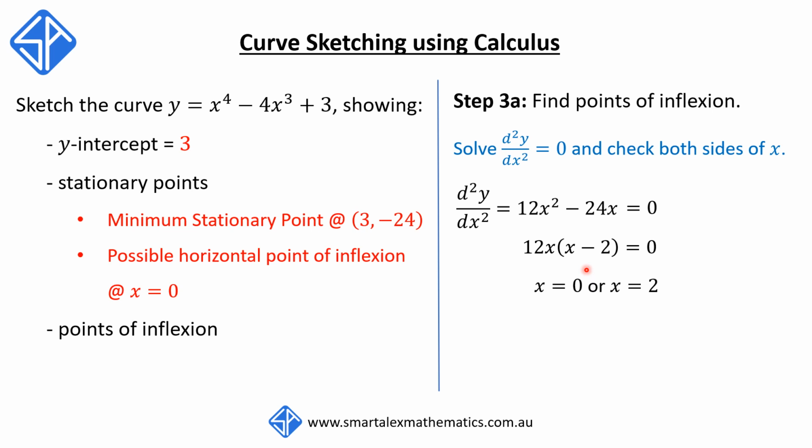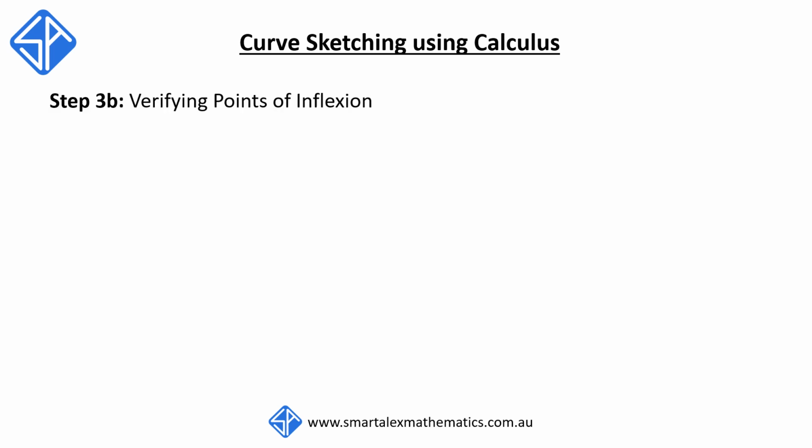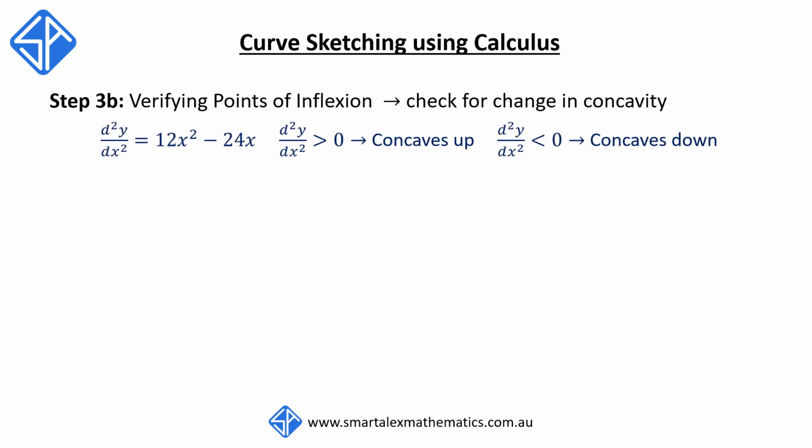After we factorize, we apply the null factor law to get x is equal to 0 or x is equal to 2. And this means that we have possible points of inflection at x is equal to 0 and x is equal to 2. The last part is to verify the points of inflection. At a point of inflection, the concavity of the curve changes. So what we need to check for is that there is a change in concavity going from the left to the right-hand side of x. And we can do this using the second derivative.